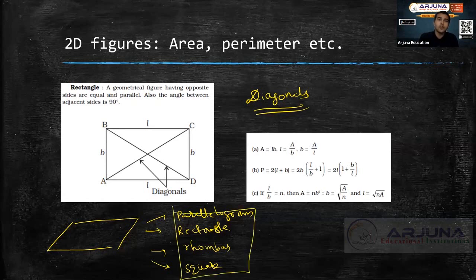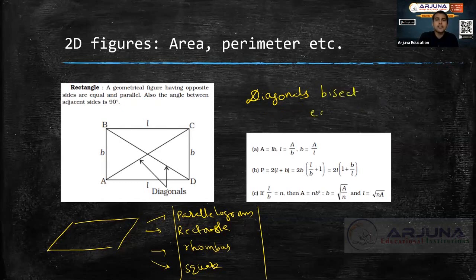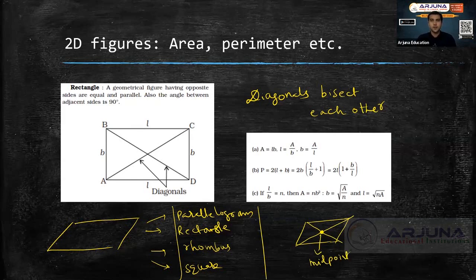For all these four types of parallelograms, what is important is that diagonals bisect each other. This is a very important rule. What is the meaning of bisecting each other? You have a parallelogram like this, with one diagonal here and another diagonal here. This point will be the midpoint for both the diagonals. You take any other quadrilateral, it does not follow.